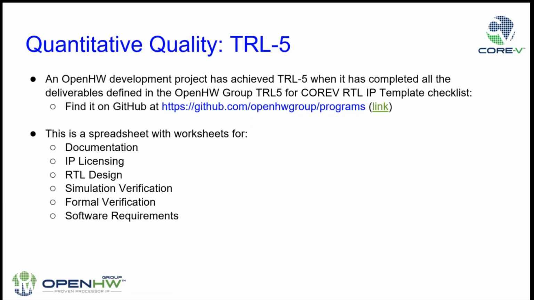Did you do all the things that you needed to do to sign off your documentation, your IP licensing, your RTL design, simulation, verification, formal verification, software requirements? It's a large set of checklists. These are all open source artifacts. They're all published on GitHub. You can go have a look at them today and determine for yourself whether that is sufficient for you to use this IP in your designs. If it's not, please call me because I want to hear what else we should be doing to make you happy.